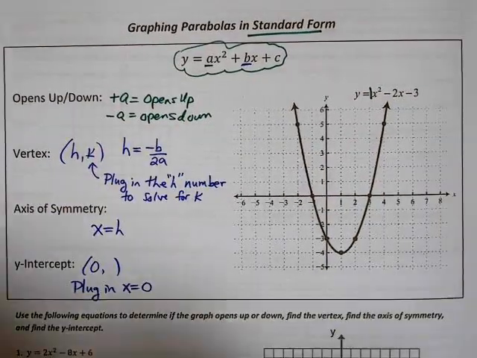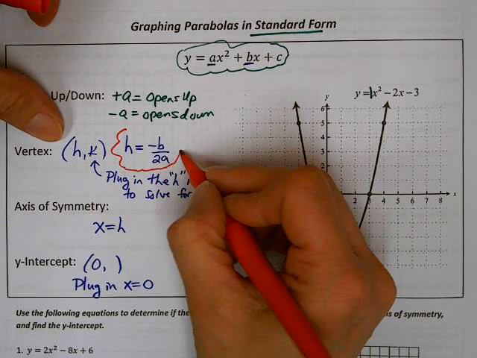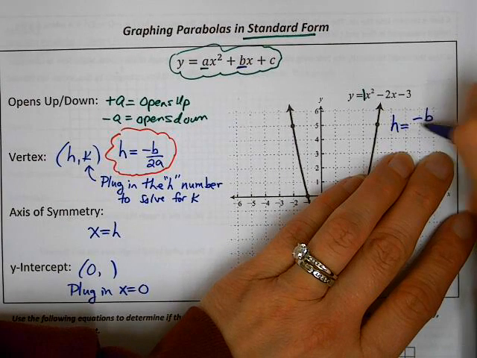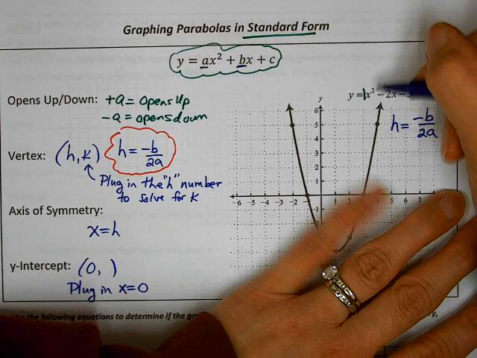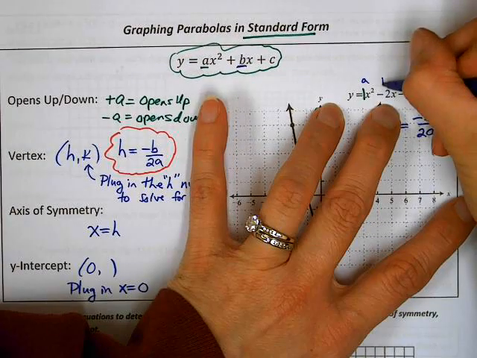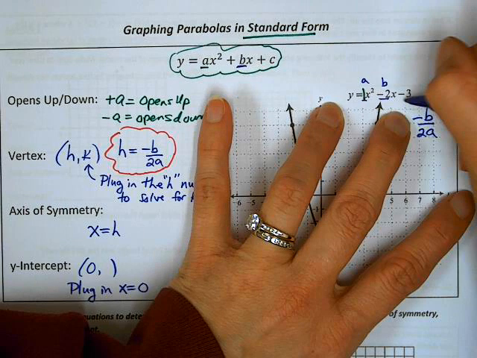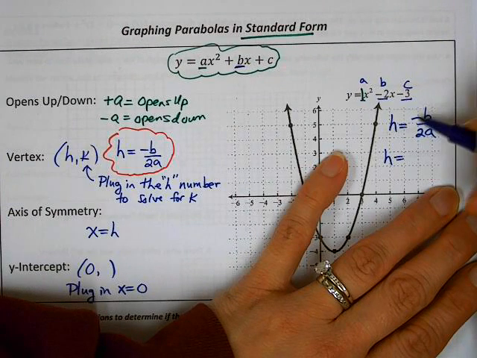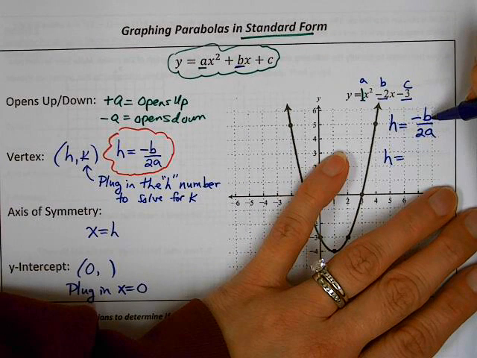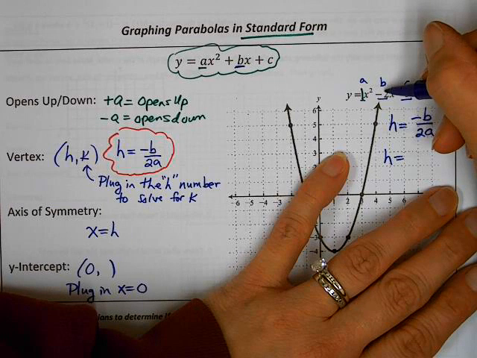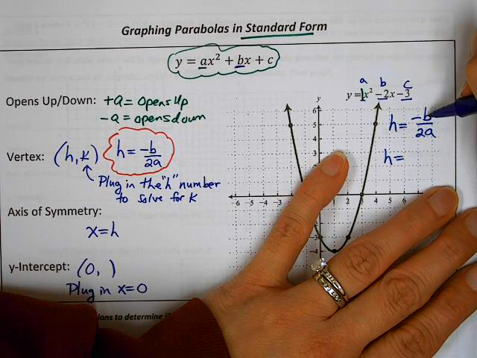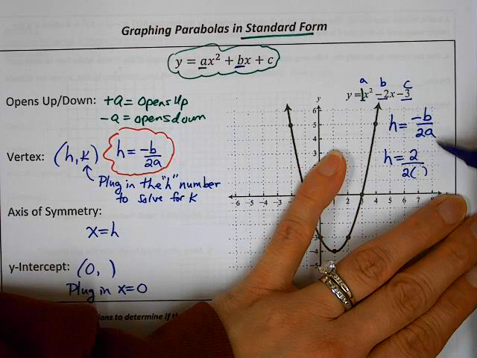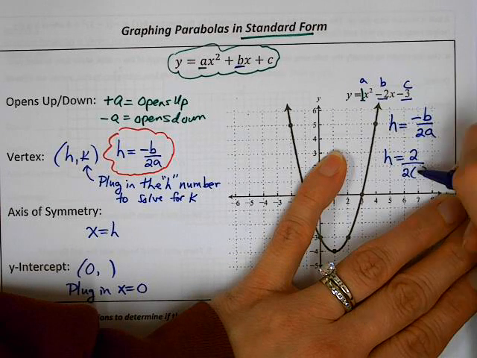Let's put this in a box, our new fancy h formula. Okay, h equals negative b over 2a. The a is a 1, b is negative 2, and c is negative 3. So let's calculate h. What's negative b, or the opposite of b? b is negative 2. So what's a negative 2? A positive 2. Divide by 2 times the a number. The a number is 1.